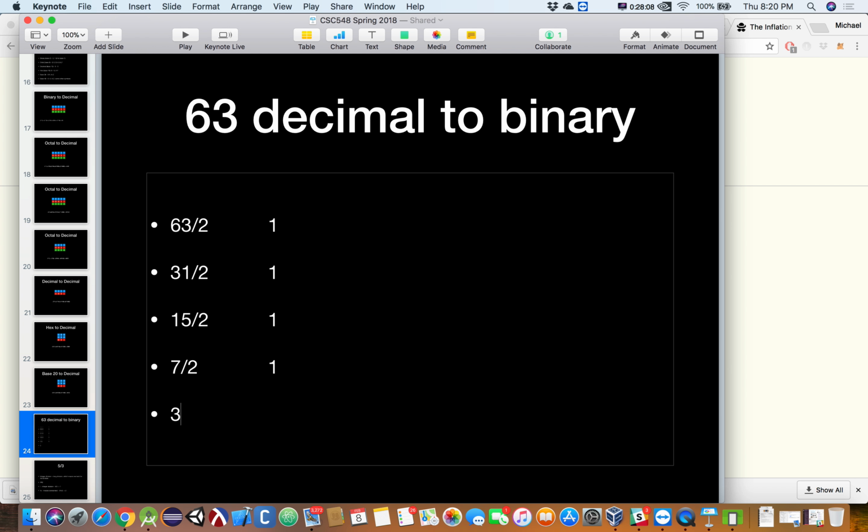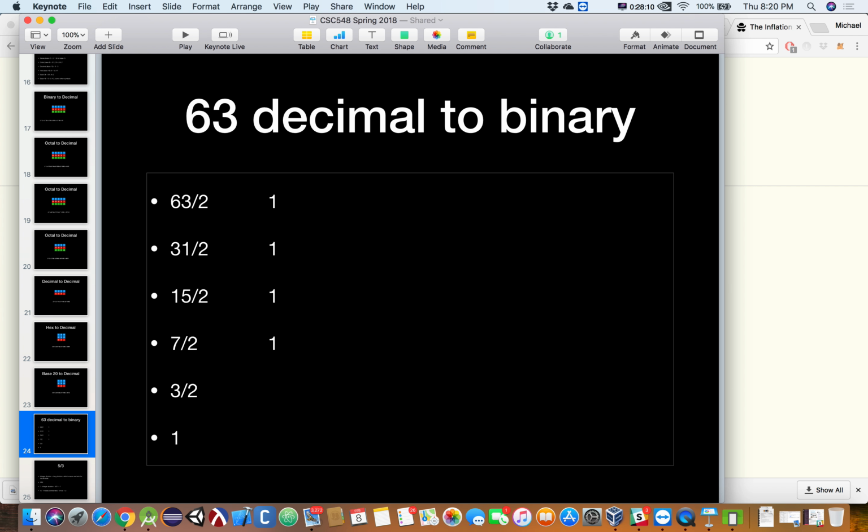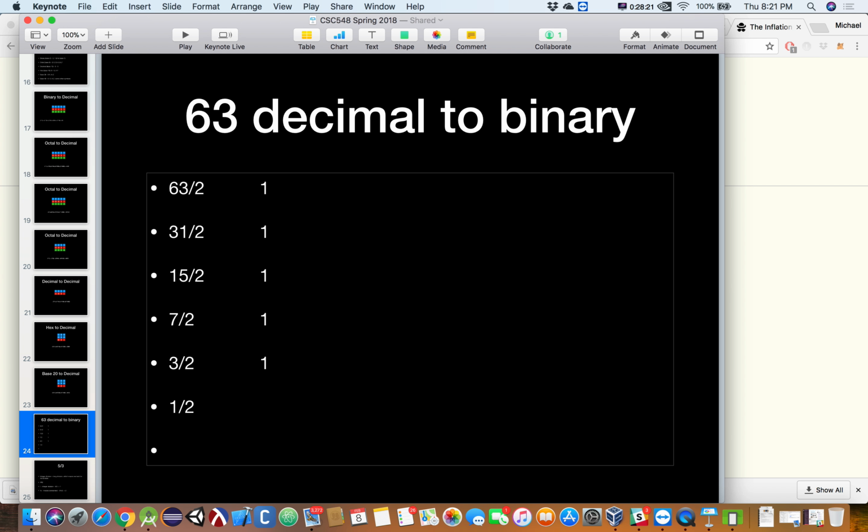3 divided by 2 is 1. 1 times 2 is 2, remainder 1. 1 divided by 2 is 0. 2 does not go into 1. 0 times 2 is 0 with remainder 1. I had to do something wrong here. So that's not 63.